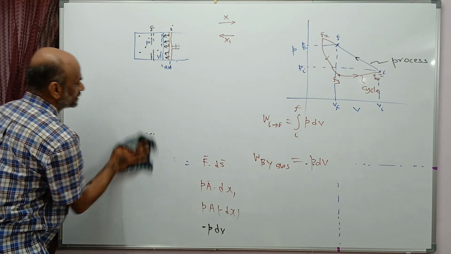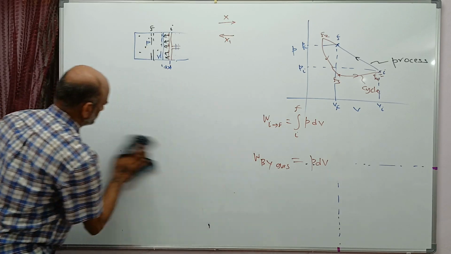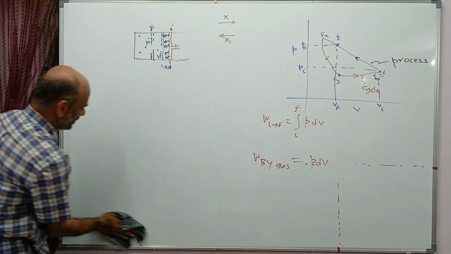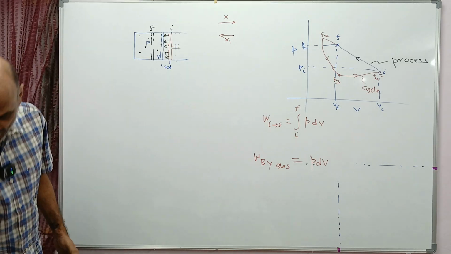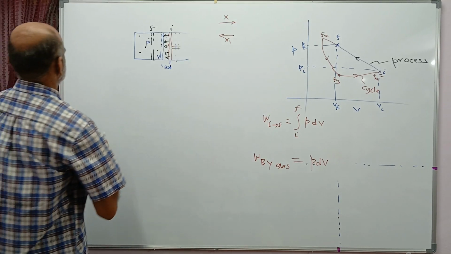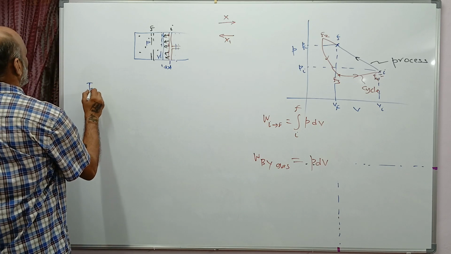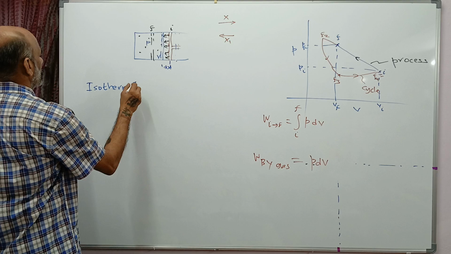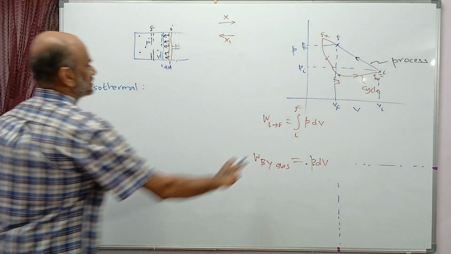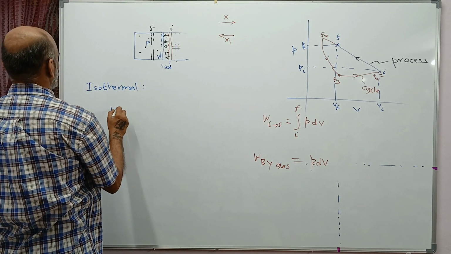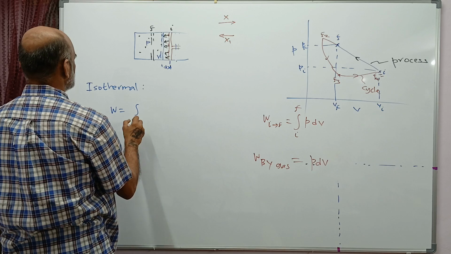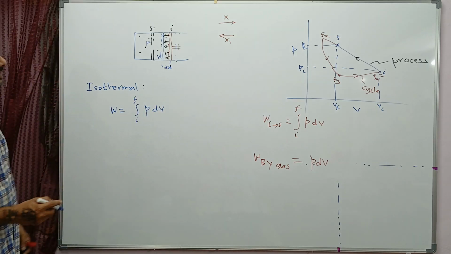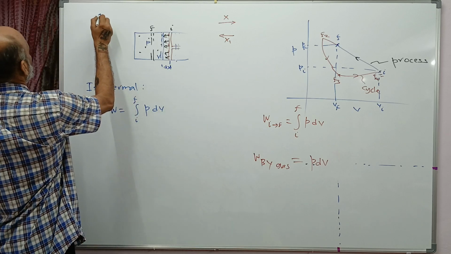Let me consider one particular special process where the temperature is the same when the gas moves from the initial state to the final state. That's an isothermal process. Iso means same, thermal means temperature is the same. For an isothermal process, the work done to move from the initial state to the final state is the integral of PdV. And let me consider this gas to be an ideal gas.